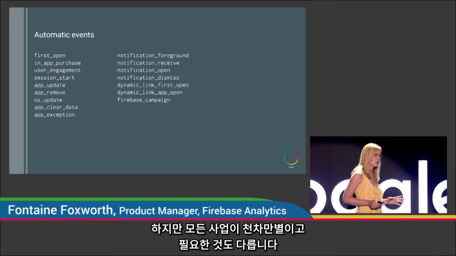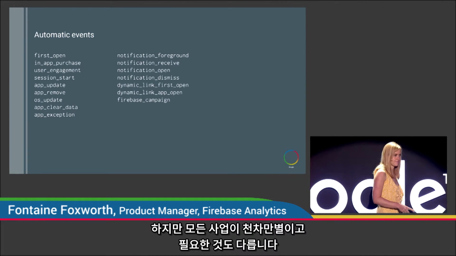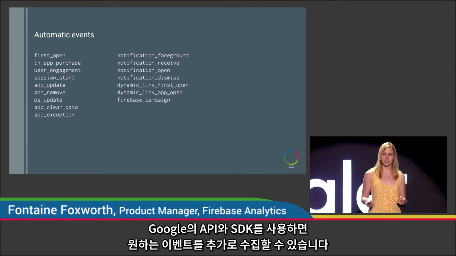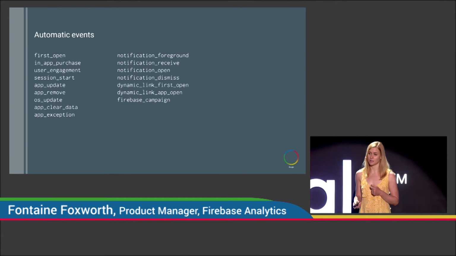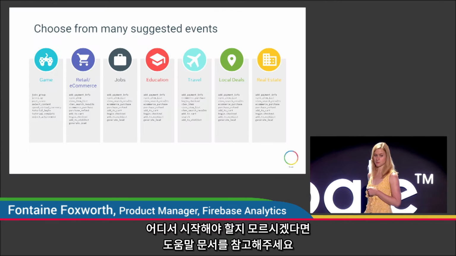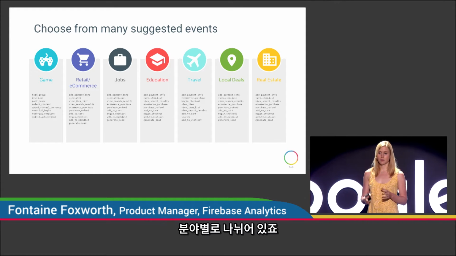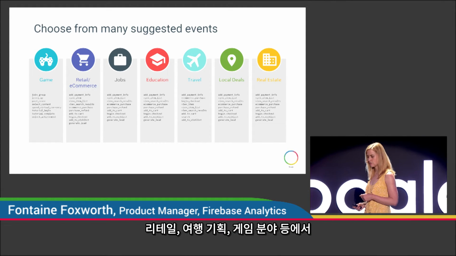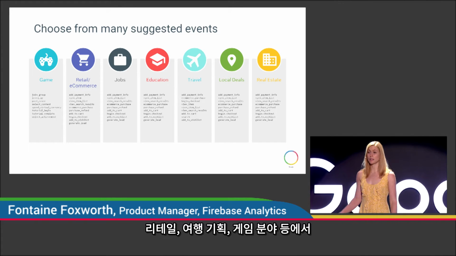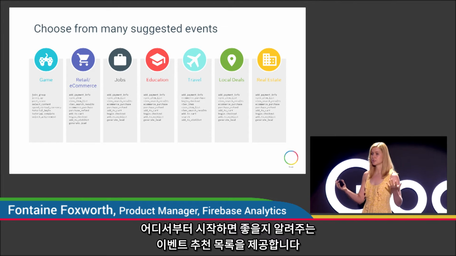But at the same time, we know that each business is different, and they have different needs. So of course, using our API in the SDK, you can capture any additional custom events that you'd like. And if you don't know where to start, in our help documentation, we have a series of suggested events for each different vertical. So if you're a retailer, or if you're a travel client, or a game, we have a list of events that helps you get up to speed.